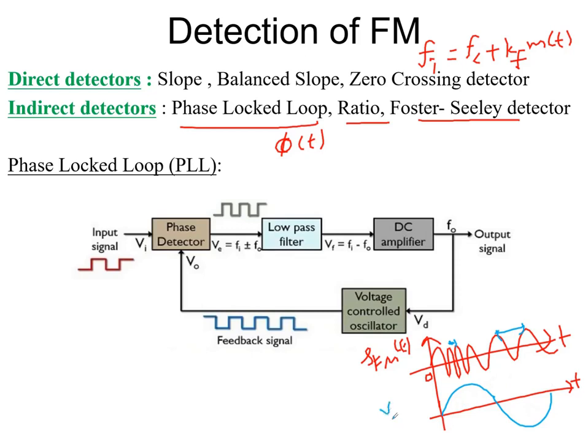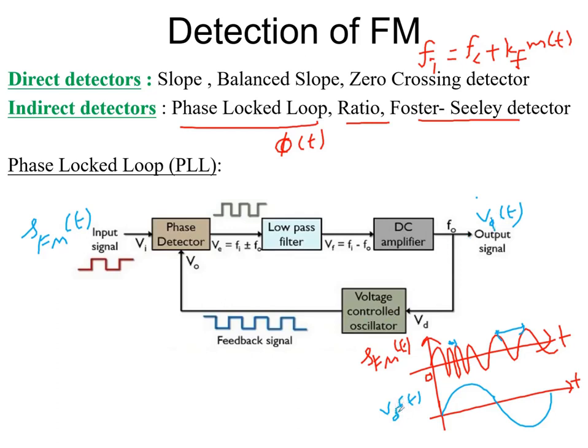Okay, this is your detected signal V out of t. The input signal here is an FM signal for the phase lock loop. Here the phase lock loop is given. Sometimes problems may come on this, which is a combination of a phase detector followed by a low pass filter followed by a DC amplifier, and in the negative feedback you are giving your output, the detected signal VD.